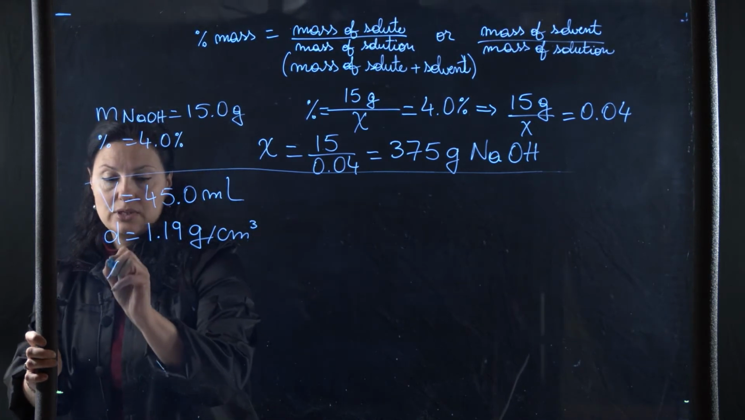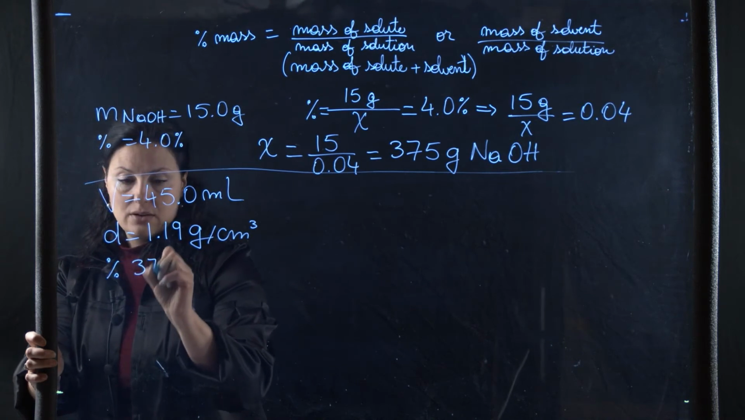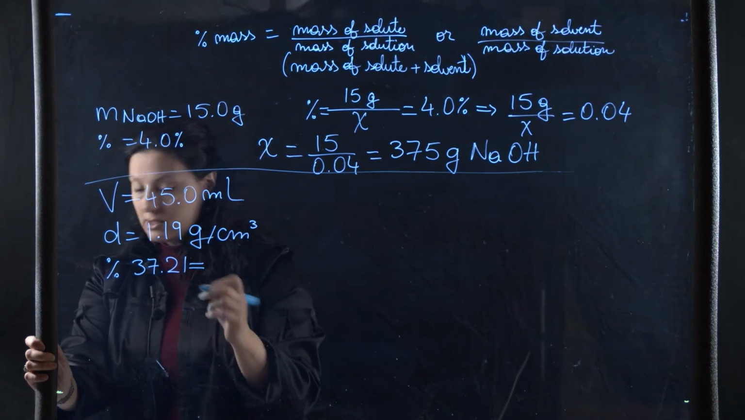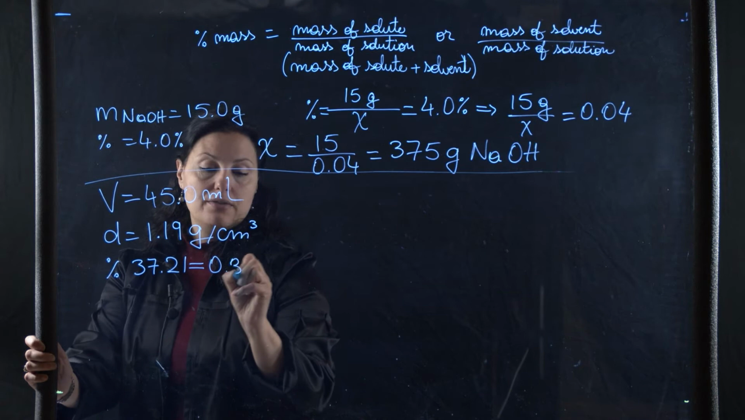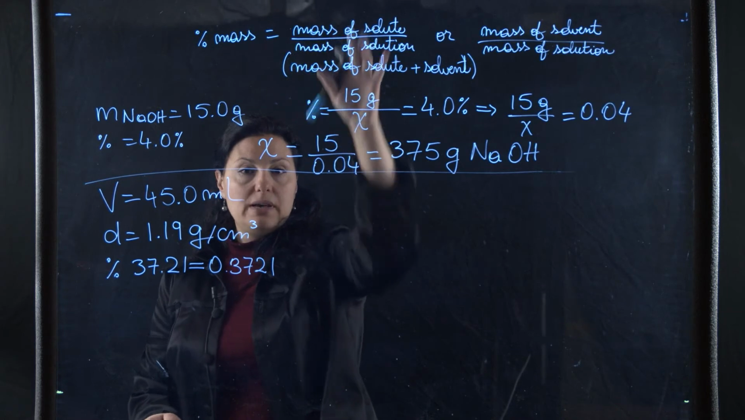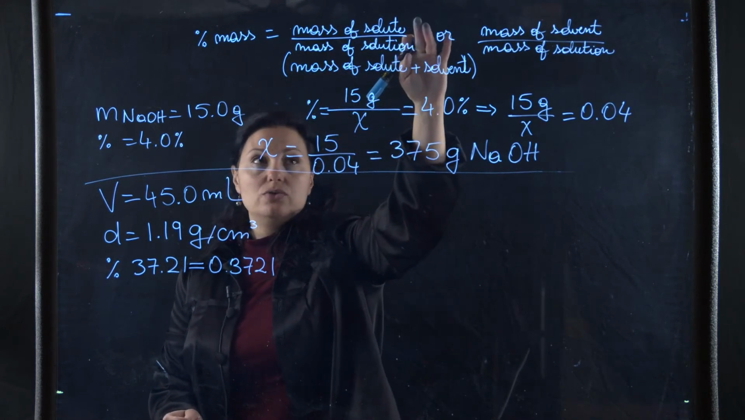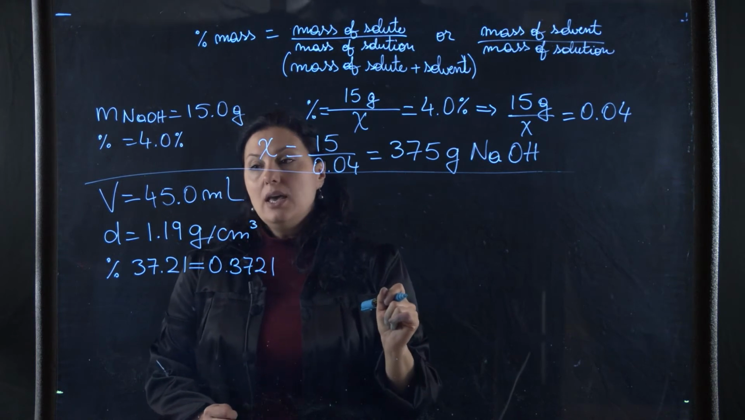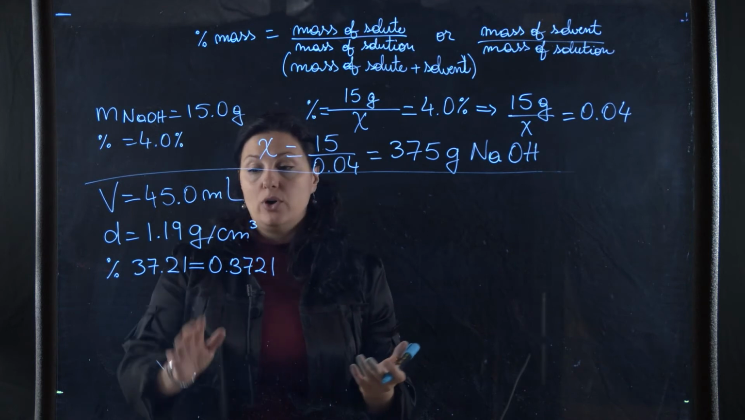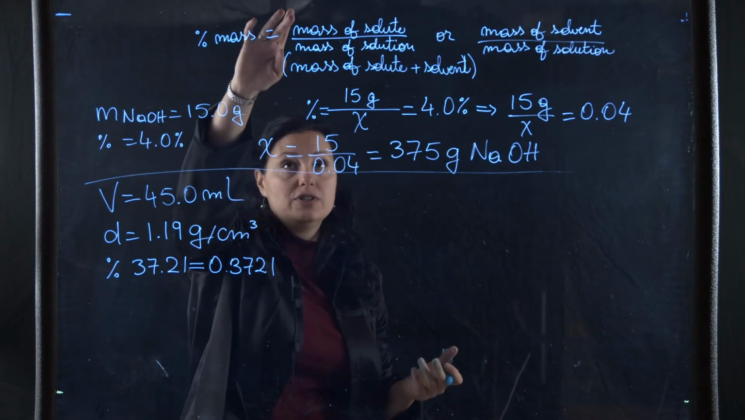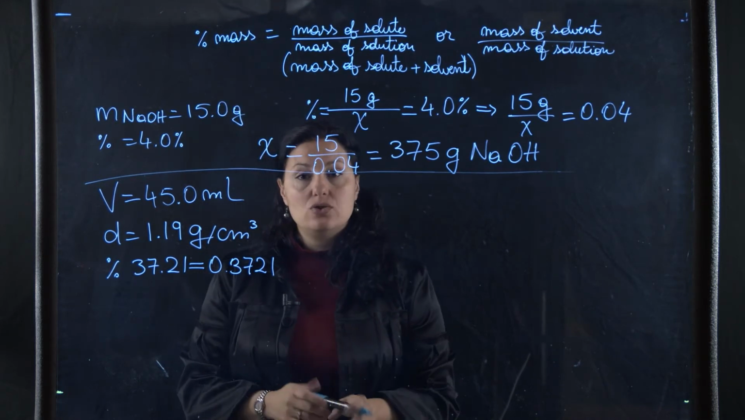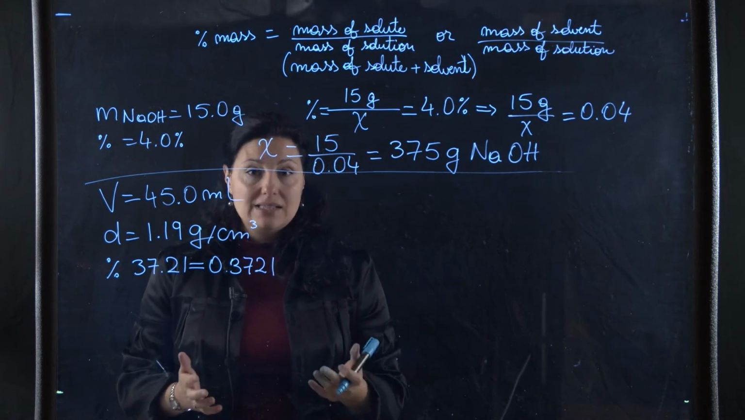And it contains, so the percent by mass is 37.21, and I am going to convert this to a number already, so divide by 100, it will be 0.3721. Okay, now if I go to the percent by mass formula, I need the mass of solute over the mass of solution. I don't really have either at this point. I just know that this is the percent, so the mass of solute over mass of solution should equal 0.3721, but I don't know either mass at this point.